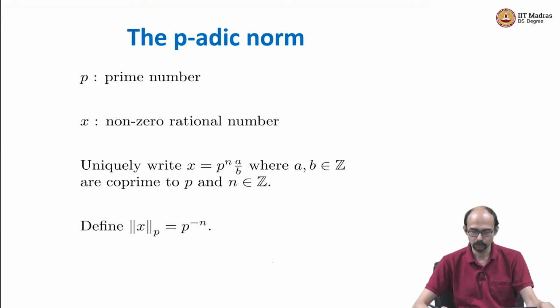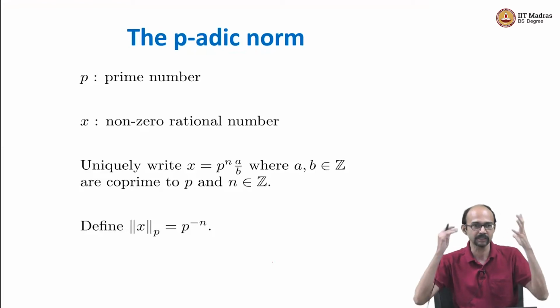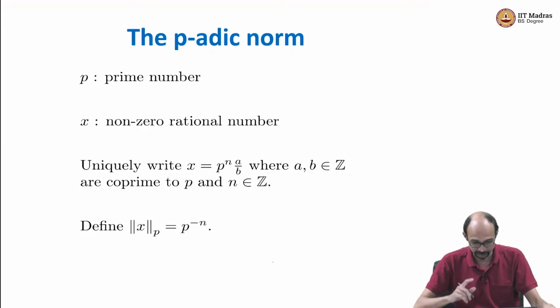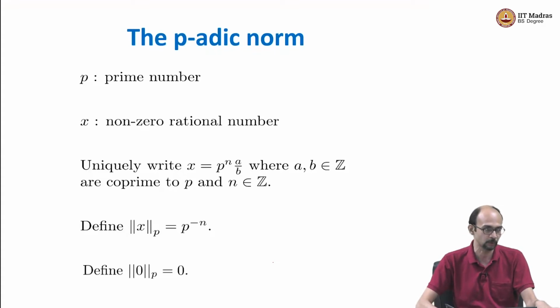And then you define this norm to be p to the power minus n. Okay, this is a very weird norm, right. Usually when you think of norms, at least when we have done calculus, you have thought in terms of distances, right. So you should also think of this as a distance, but it's not a distance that you physically imagine. And there's one number remaining for which I should tell you what the norm is. So x is a non-zero rational number. You define norm of 0 to be 0.